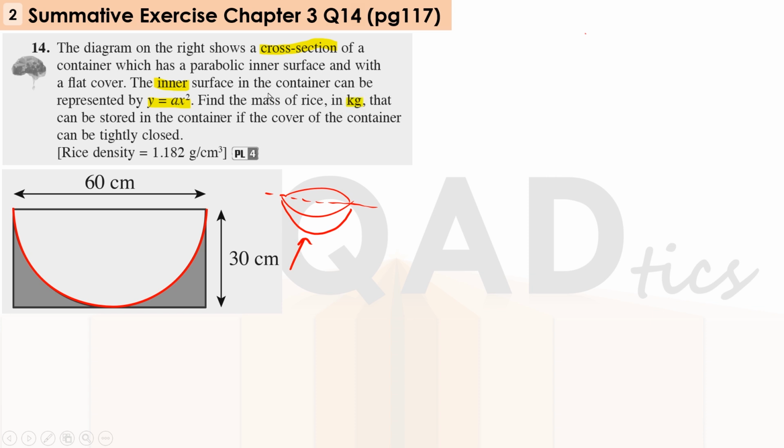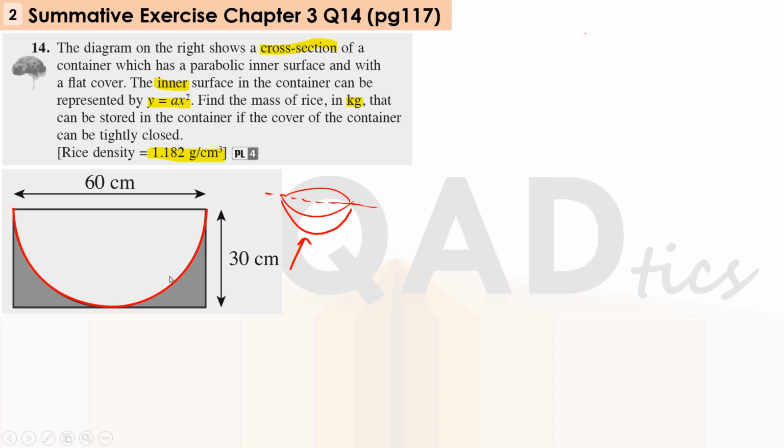So now we need to find what is the mass of rice if this container can be tightly closed, which means this part we need to put the rice and what is the total mass of it, right? And it also gives us the rice density, which is 1.182 gram per cm cube. Right, so here we have only two choices. Either we find the area or find the volume. But since rice is 3D, so very obvious that we need to find the volume of this part.